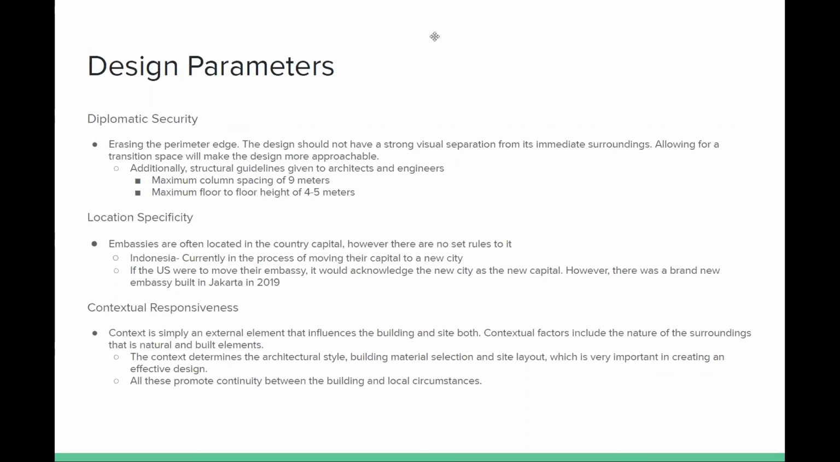And then with contextual responsiveness, context is simply an external element that influences the building of the site. Contextual factors include the nature of the surroundings and its natural and built elements.